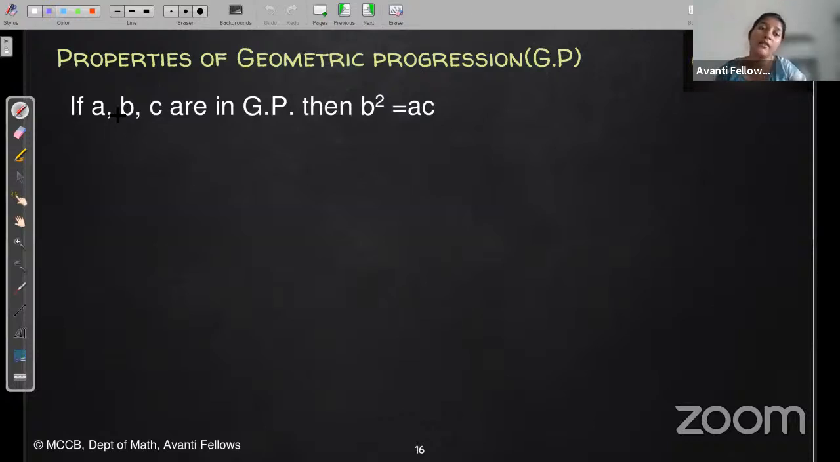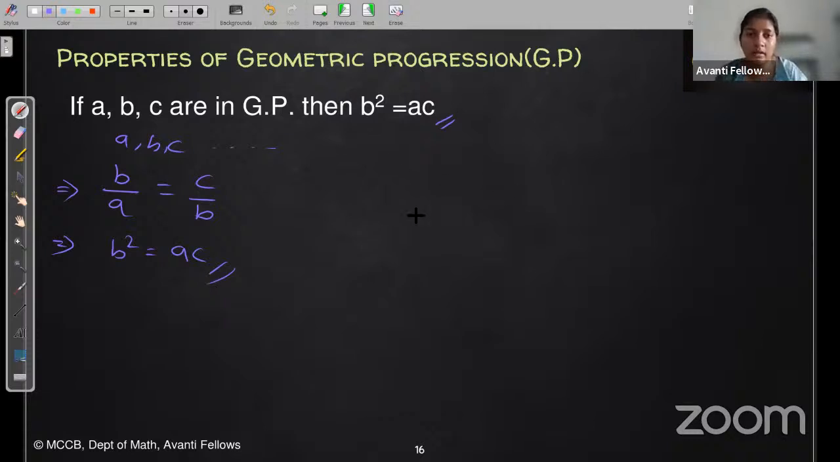Next is: if A, B, C are in GP, then B square is equal to A into C. See, A, B, C are in GP. Then according to the definition of GP, the ratio of 2 consecutive terms must be the same, right? So I can say B by A is equal to C divided by B. Just cross multiply, and this will imply B square is equal to A into C.